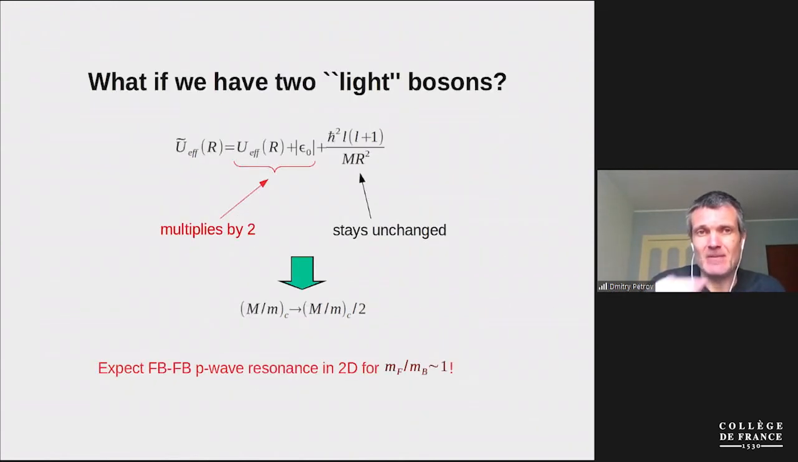Second thing, what if we have two light bosons? You see, I'm slowly approaching my Fermi-Bose problem. If we have two light bosons, let's assume that they do not interact with each other. I put both into the ground state, into this gerade bound state, and this effectively multiplies the induced potential by a factor of 2, which means that the critical mass ratio to form, this time, a tetramer decreases by a factor of 2. So in 2D, we arrive at a situation where we expect a P-wave resonance at mass ratios close to 1, between 1 and 1.5. And this is a feature of the two-dimensional case.